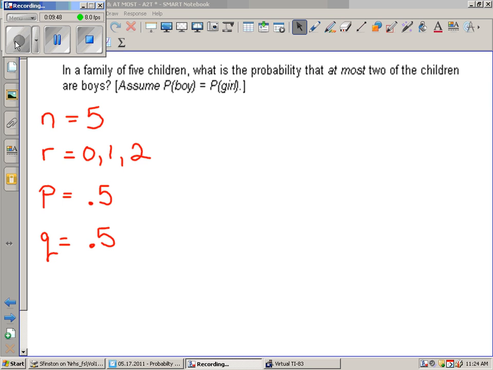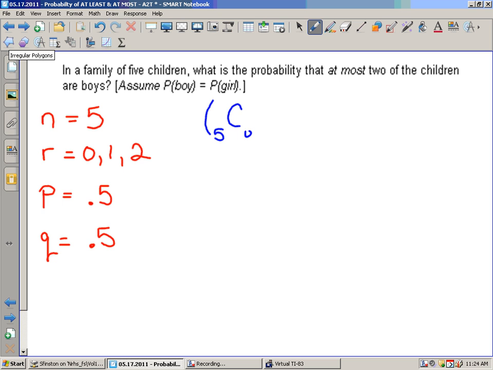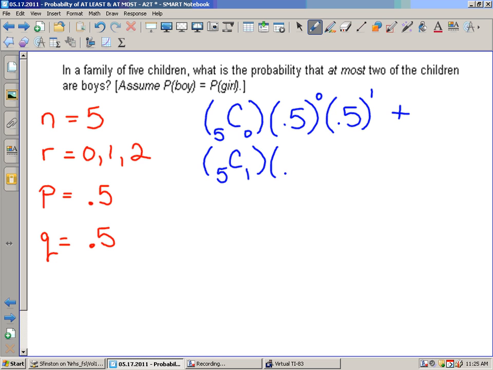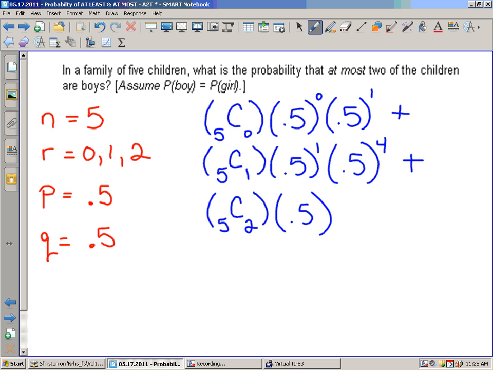Okay, so here we go. So now we're just going to do exactly what it is that we did before. It's going to be 5C0, 0.5 to the 0, 0.5 to the 5th, plus 5C1, 0.5 to the first, 0.5 to the fourth, plus 5C2, 0.5 to the second, 0.5 to the third. And you add them all together.